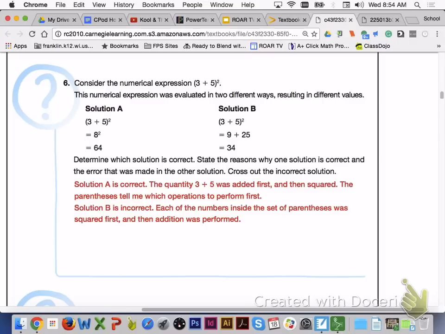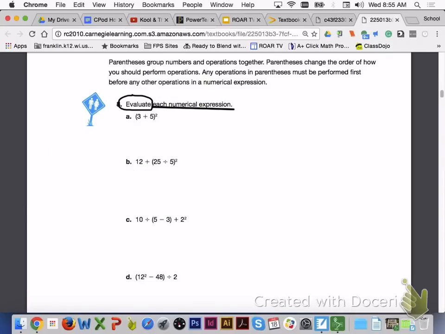The quantity of 3 plus 5 was added first and then squared because parentheses tell me which operations to perform first. Solution B would then be incorrect. Each of the numbers inside the set of parentheses was squared first, and then addition was performed. Please turn to page 469.